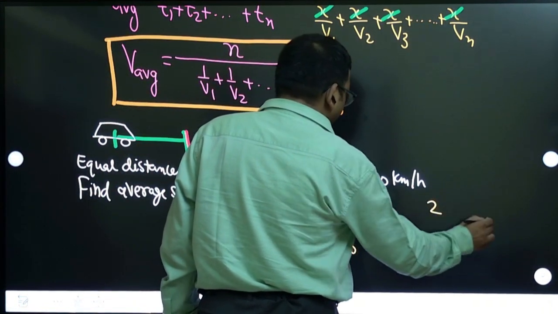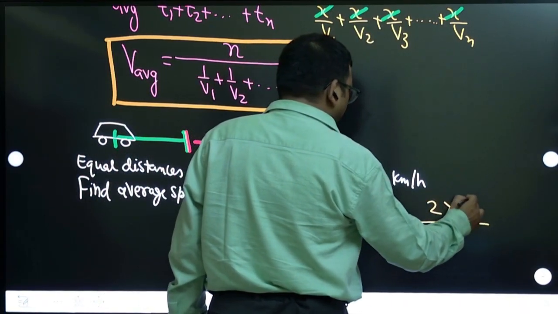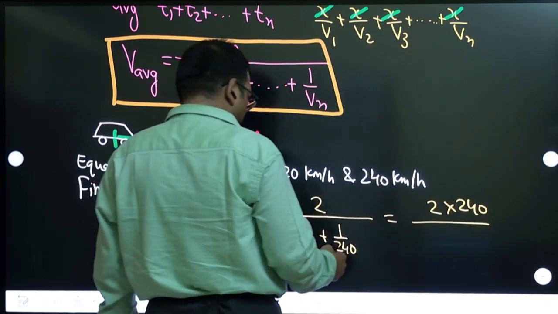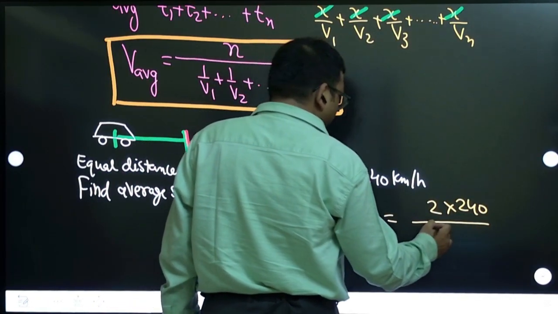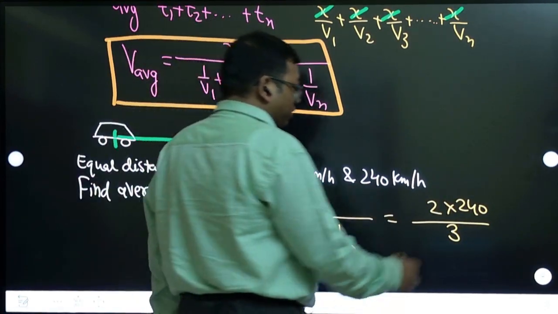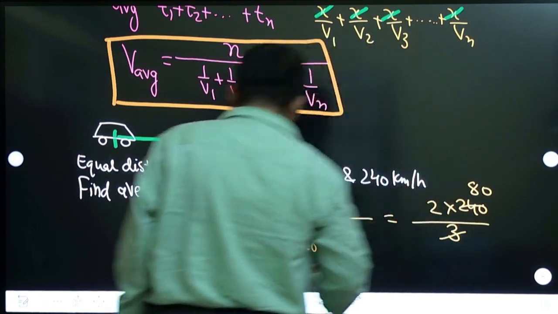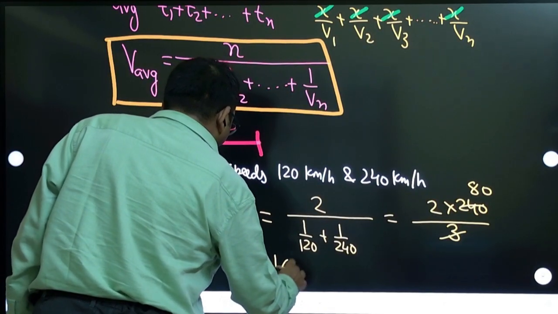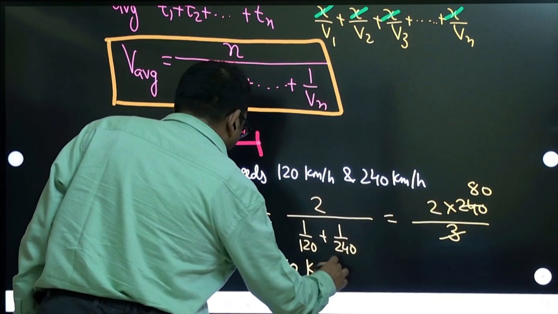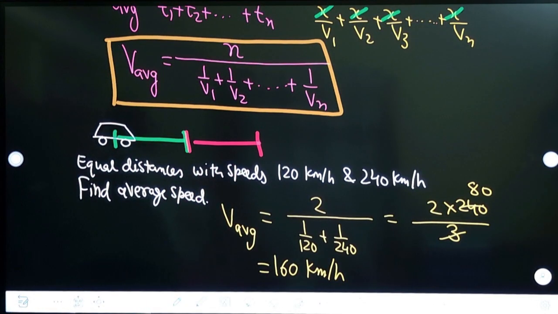So take LCM in the denominator, which will be 240. 240 will come here, and here it will be 2 plus 1, 3, so it will become 3, right? Then you cancel out. So 3 into 8, 80, 160 it will become. The answer will be 160 kilometer per hour. Clear? Okay, that's what it is.